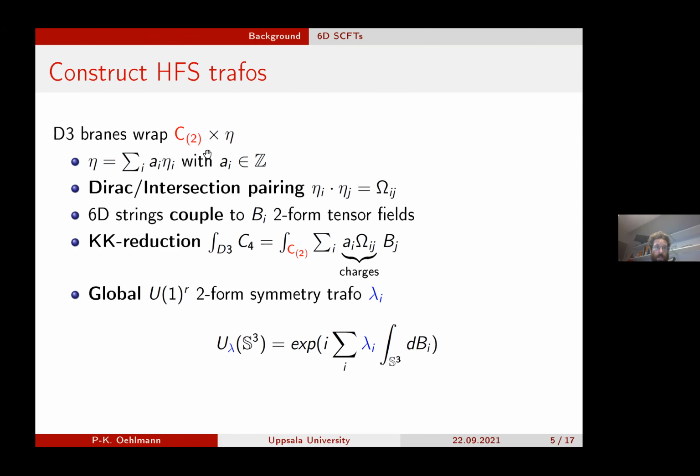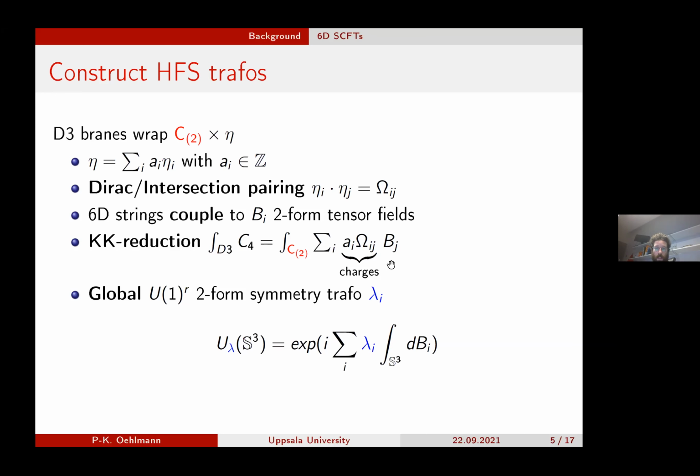So now these 6D strings that you have, they naturally couple to the two-form fields B_i that you get. And you can see this directly from the Kaluza-Klein reduction that you do when you take these D3 branes that wrap these cycles here and do the KK reduction. So then you just integrate over this space-time 2-cycle, and then you get this internal coupling here where this A^i Omega_ij is essentially the string charge to which these strings couple.